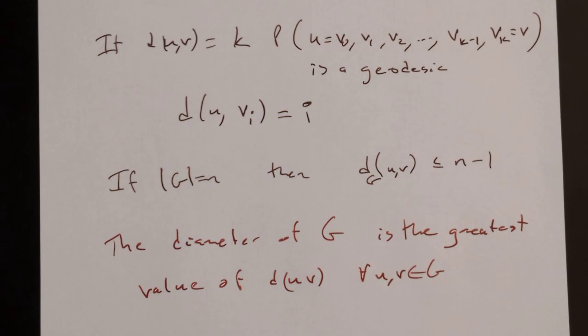We did this in Calc 3. We did this in trig. We called it the triangle inequality. The shortest path goes from here to here, and if you pick somewhere that's not on that path, you've got to be going a longer distance.